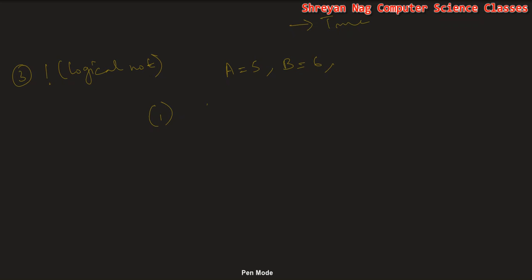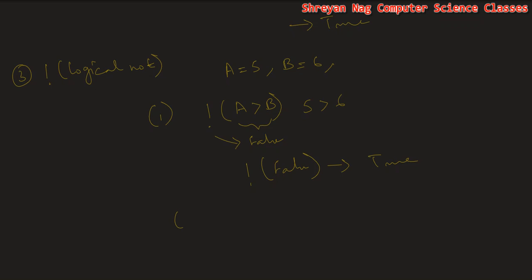logical NOT A greater than B. So what do you know? A greater than B is definitely false because 5 is not greater than 6. But since in front of it is a logical NOT, the logical NOT will reverse the condition, reverse the logic, and will show up as true. So basically logical NOT converts true into false and false into true.